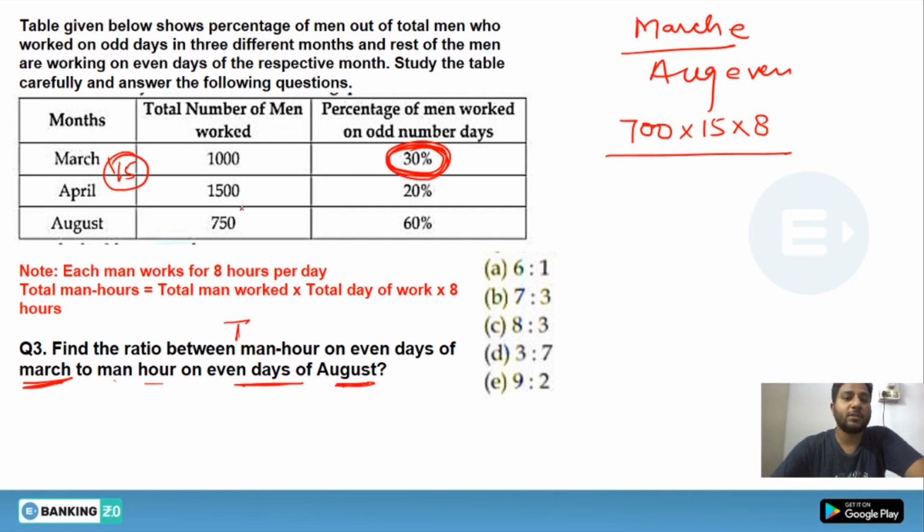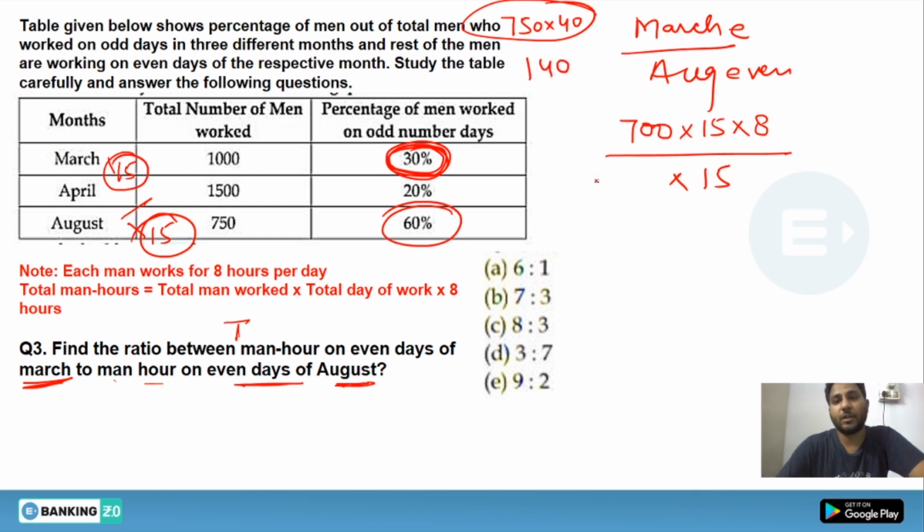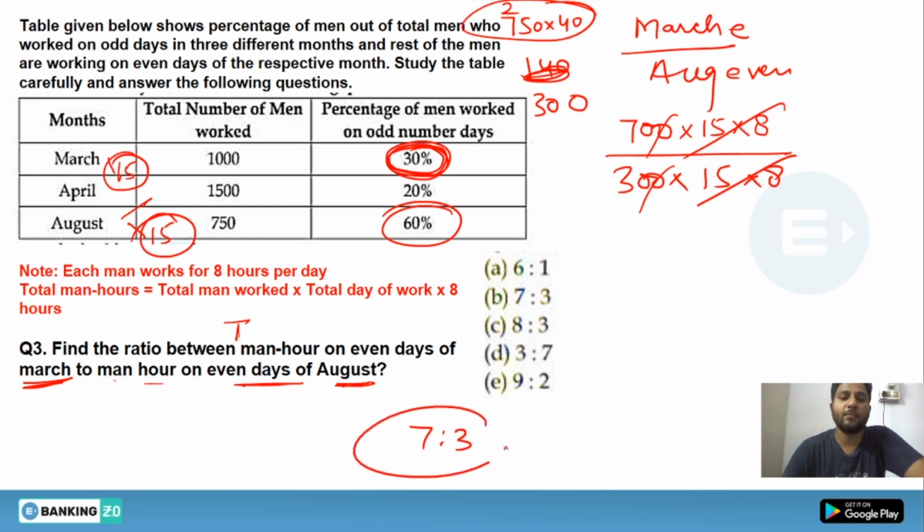Now what we can do is, we will have to find out the data of August. As you know that in August there will be 15 number of days as well, but we are talking about even days, that means 750, 40% of 750 has to be even days. So what we can become... Oh sorry, 4 5s are 20, that means 300, sorry. And these three things are common, that means your ratio has become 7:3.